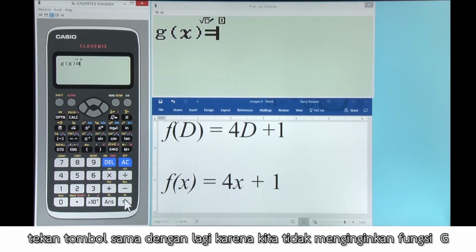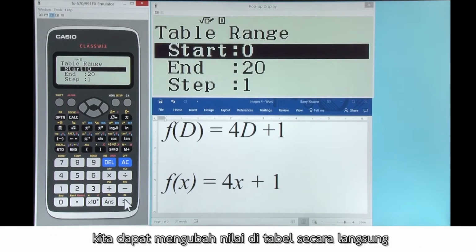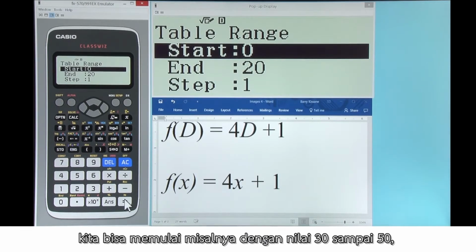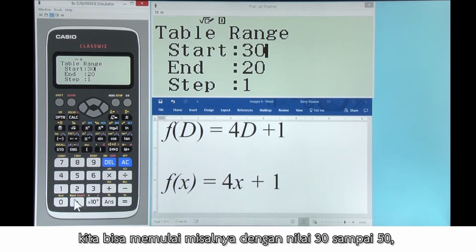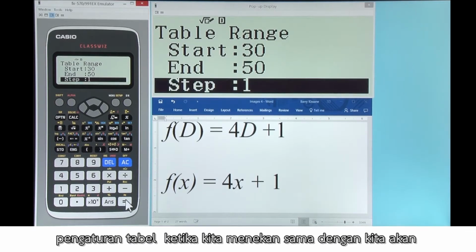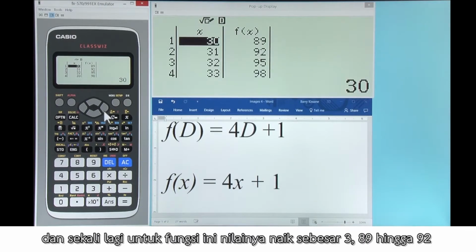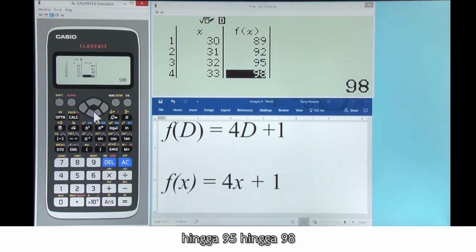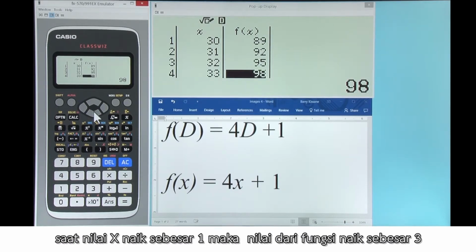Tap equals again because we don't want a function for g, and we can change the values on the table directly. We might start, for example, with 30 and finish with 50, again going up in steps of 1, and there's our table settings. When we tap equals, we'll have the table, and once again for this function the values go up in 3s, 89 to 92 to 95 to 98. As x goes up by 1, the value of the function goes up by 3.